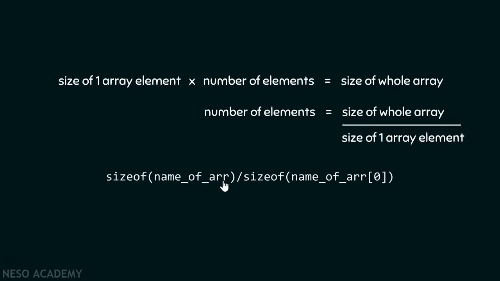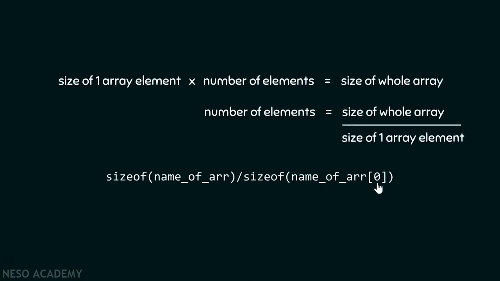Size of name of array means size of whole array. And size of name of array with square brackets and the index means size of one array element. And you are dividing both of them in order to calculate the number of elements. For the sake of simplicity, I'm mentioning 0 over here. You can mention 1, 2, 3, 4. It is up to you. And why the index doesn't matter? Because we just want to know size of one element. And it can be any element of the array. But better is to choose 0.